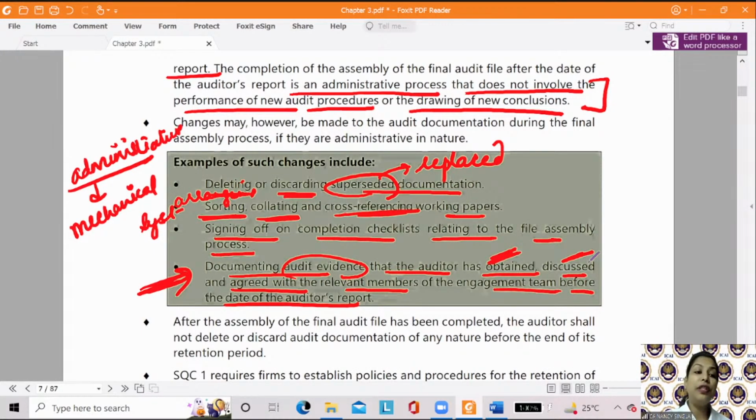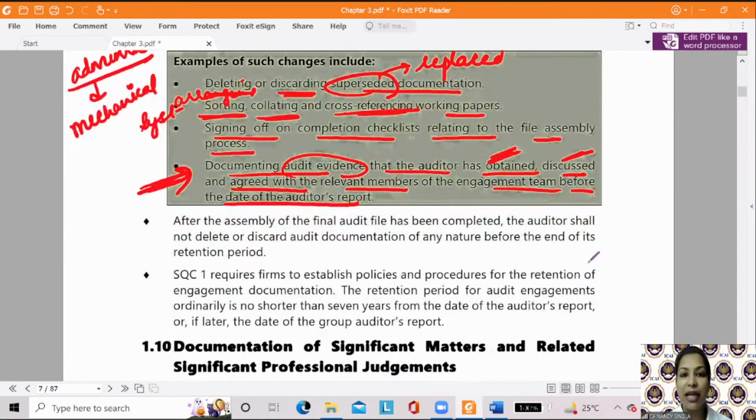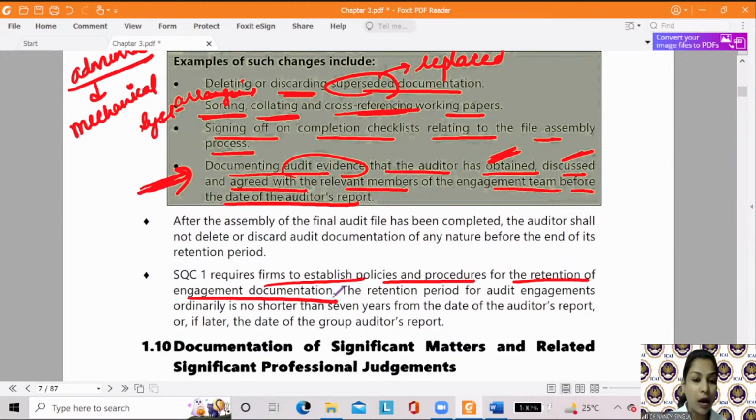Clear? Now with respect to retention: the audit file has been maintained for a particular specific engagement. Now for how long do you retain it, how long do you keep it in your office? So SQC 1 again says that the firm needs to establish policies and procedures for retention of engagement documentation. However, that period should be no shorter than 7 years from the date of auditor's report or the date of the group auditor's report. That is, whatever is the date of the audit report, from there, for at least 7 years, such audit documentation, such audit file, should be retained by the audit firm.